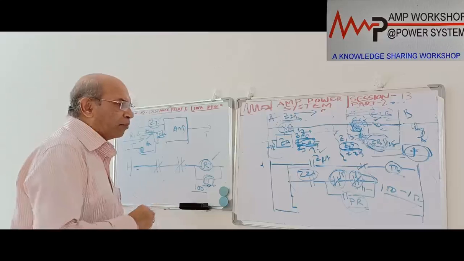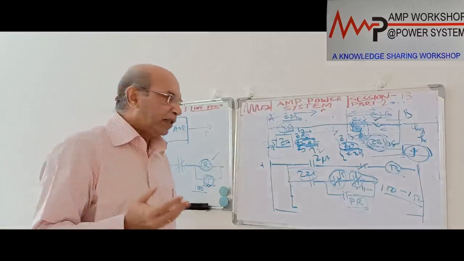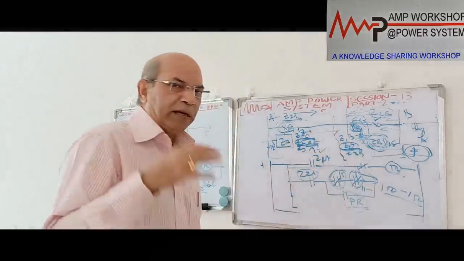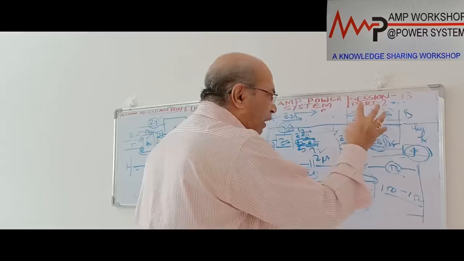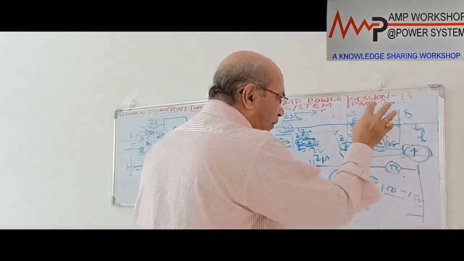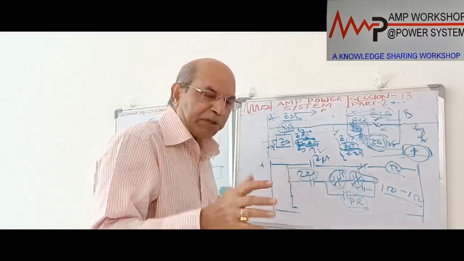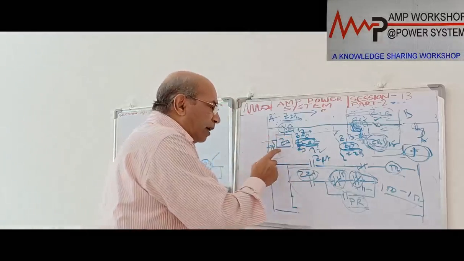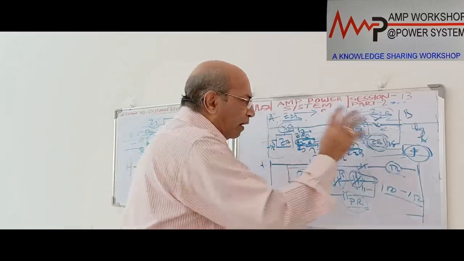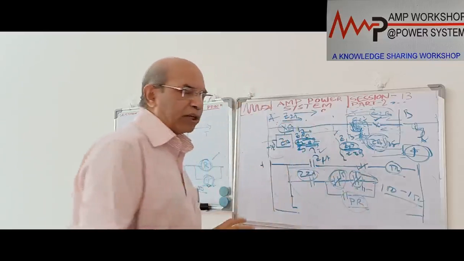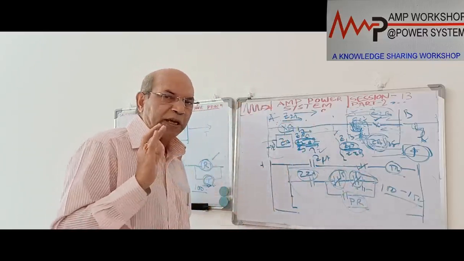So the directional unblocking scheme assures you that during an end zone fault, if the end that releases the trip frequency signal, that transmitter, or the other end's receiver, or the channel has failed, in that case this protection will still operate. It will not be stopped.